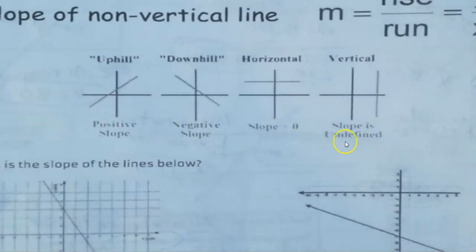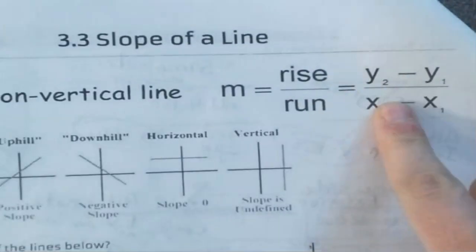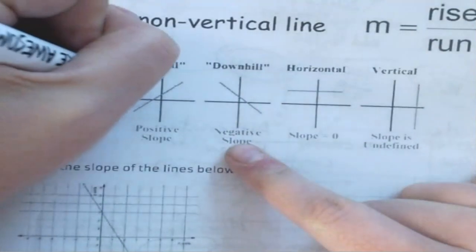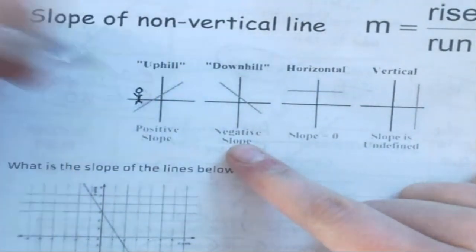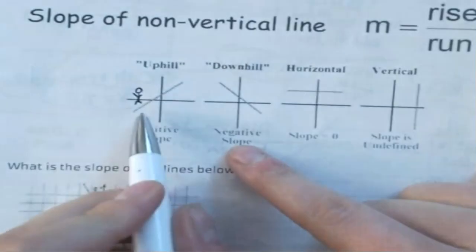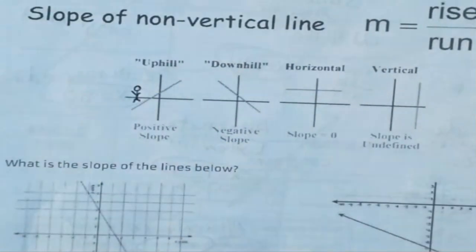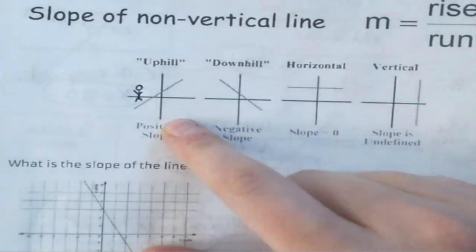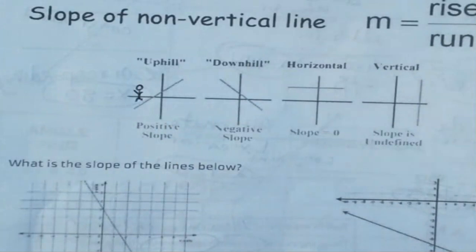Positive, negative, when slope is 0, and when slope is undefined. And the way I like to look at it, this is also the formula, and we'll refer back to this in a little bit. I like to look at it as, so we put Bob here on this line, and Bob has a disease. And Bob has to always walk to the right. And that is just how Bob is. So Bob always has to walk to the right.